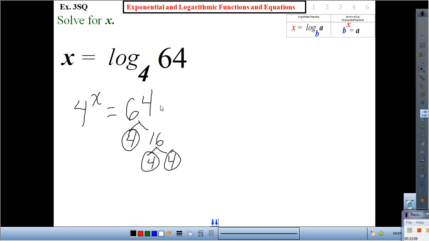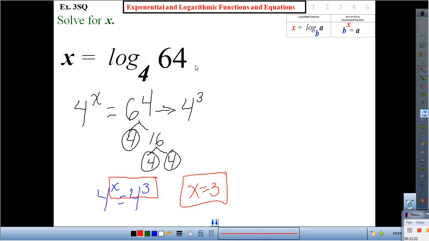Therefore, see what I did there? 4 to the 3rd power. So let's rewrite it. Yeah, 64 can be rewritten as 4 to the 3rd. So this is 4 to the 3rd, and all that equals 4 to the x. And now the exponents, we set them equal to each other, so x equals 3. So that means the solution for this is x equals 3.